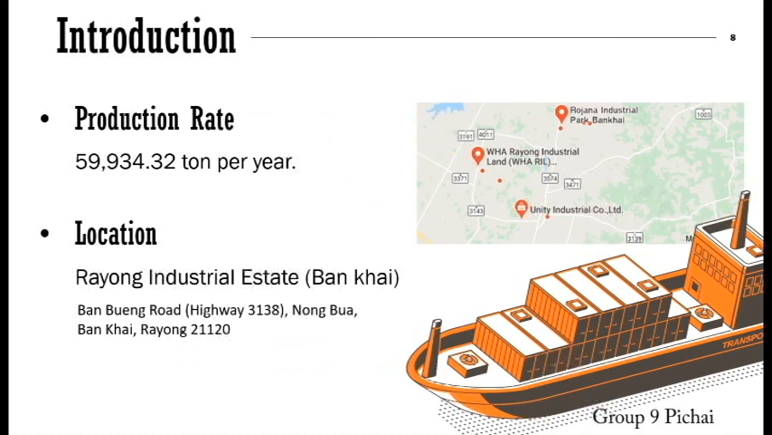In our project, we decided to get a production rate of 60,000 tons per year. The location we selected is Rayong Industrial Estate, Ban Khai, because this place is near the raw material, other industry, and seaport. It is only 80 kilometers from Laem Chabang Deep Sea Port, and only 50 kilometers from Map Ta Phut Industrial.